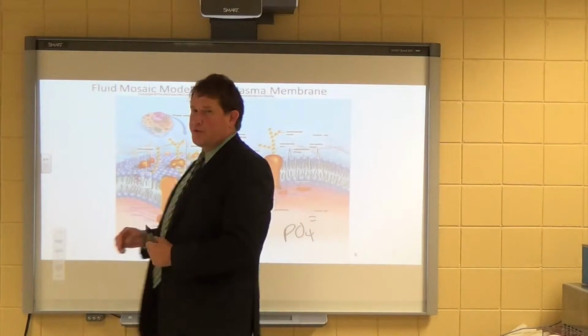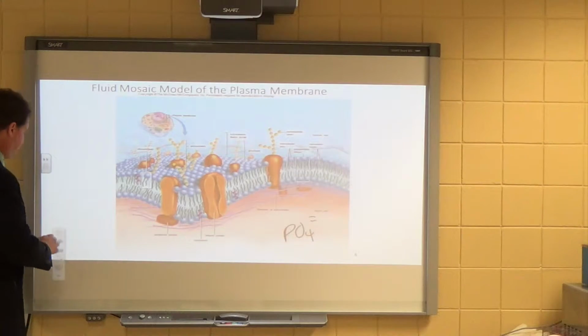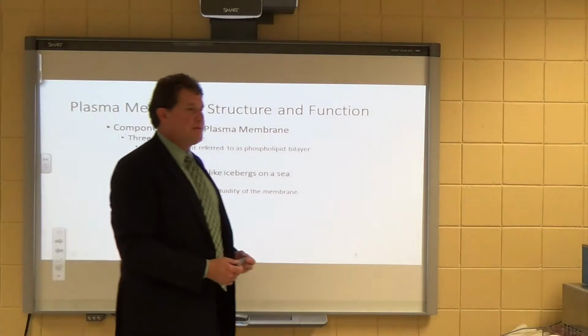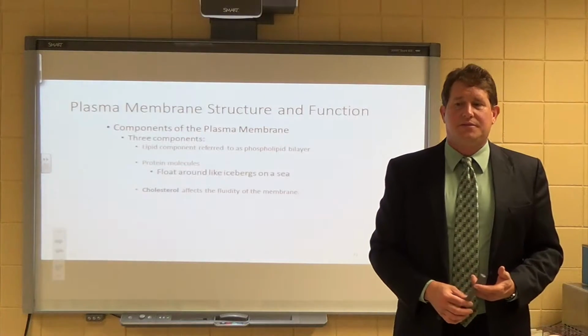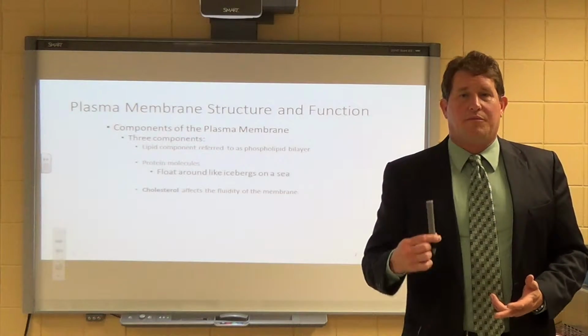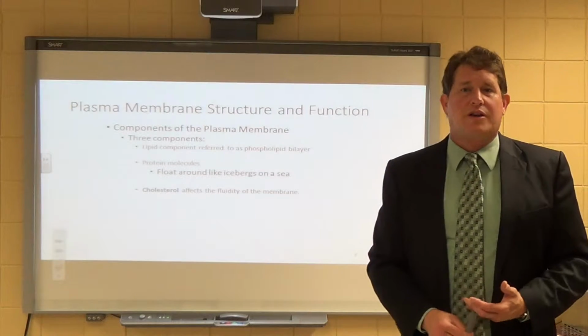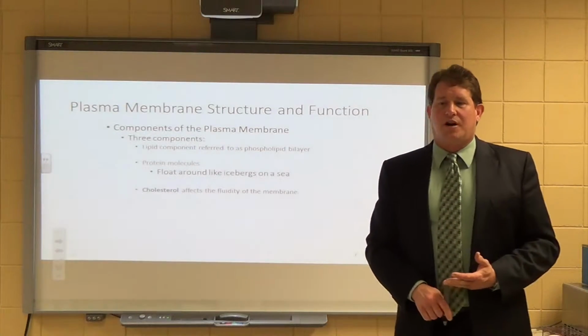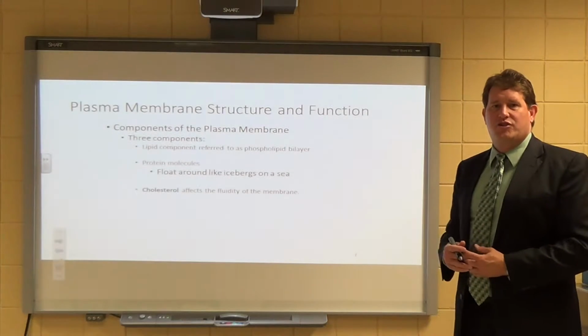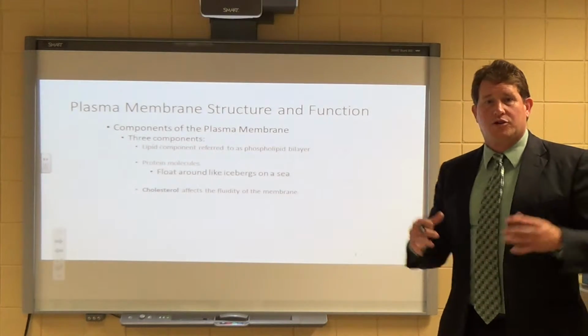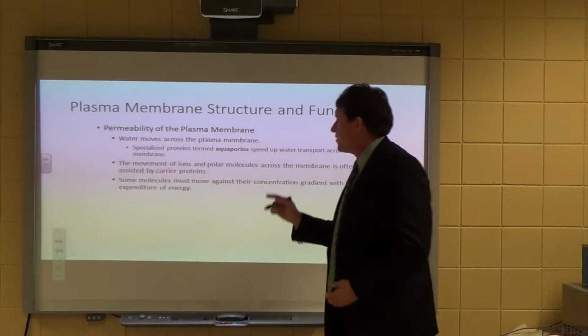So these are basically the components of the membrane. Three components of the membrane. The lipid component, phospholipids. The protein component, molecules that float around like icebergs in a sea. The cholesterol helps the fluidity, or the flowing nature, of the membrane. All these things come together to create that barrier for the cell. So what is it about these components that creates a semi-permeable membrane at the border of the cell? Let's take a look at these components and the permeability of the cell.